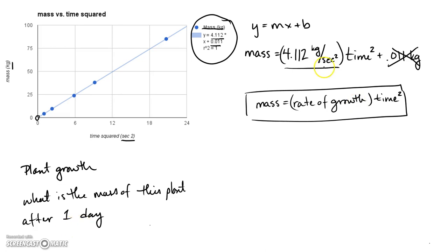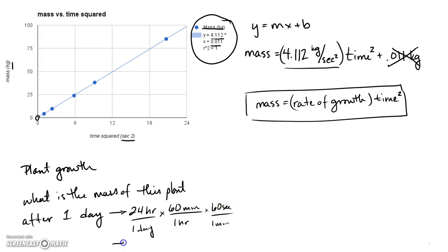First step, if we look at all of our units, this is why it's so important to include units in your equations. This growth rate is in kilograms per second squared. So we're going to have to change 1 day into seconds. 1 day has 24 hours, and then multiply 24 hours by 60 minutes in 1 hour, times 60 seconds in 1 minute.